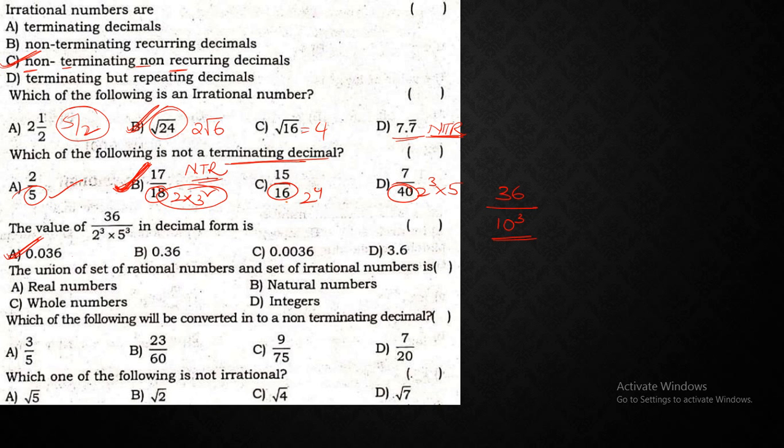The union of the set of rational numbers and the set of irrational numbers is nothing but the name of the chapter, real numbers. Right? Which of the following will be converted into a non-terminating decimal? Non-terminating decimal means NTR. So here 5 is there, hence it is a terminating decimal.